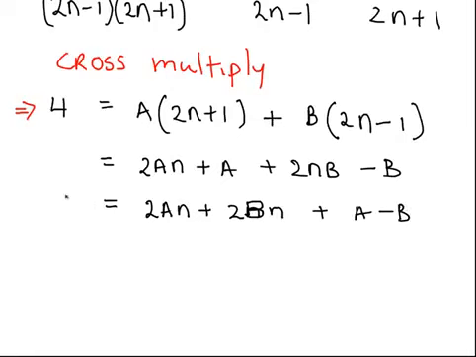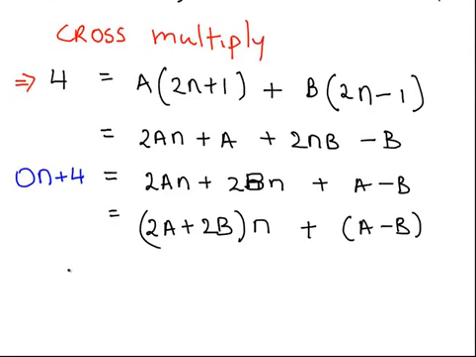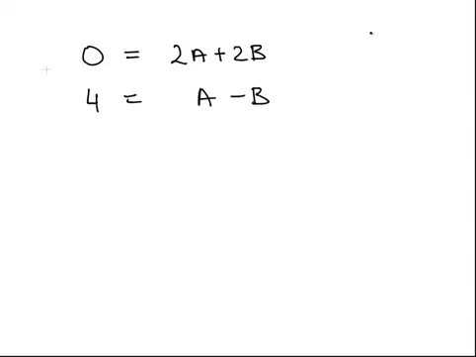On the other side we have 4, but we could write that as 0n plus 4 just to provide a bit of clarity. Let me rewrite the right hand side one more time: 2a plus 2b times n plus a minus b. As a result, we can say that 0 equals 2a plus 2b and 4 equals a minus b.